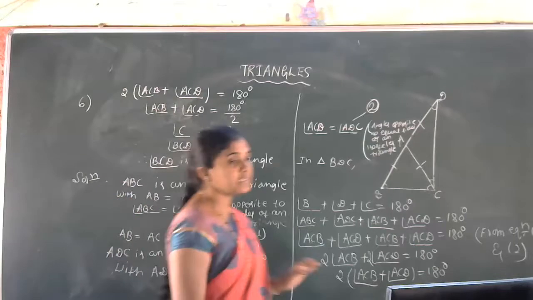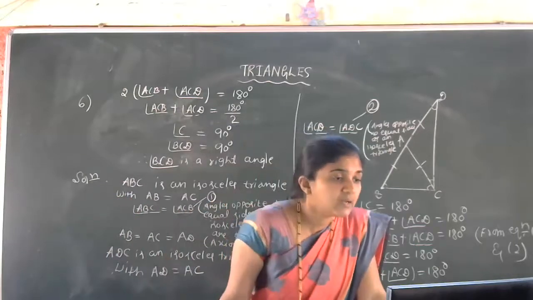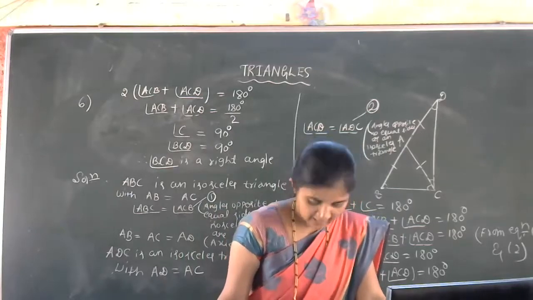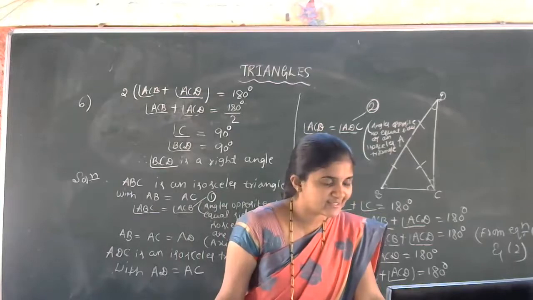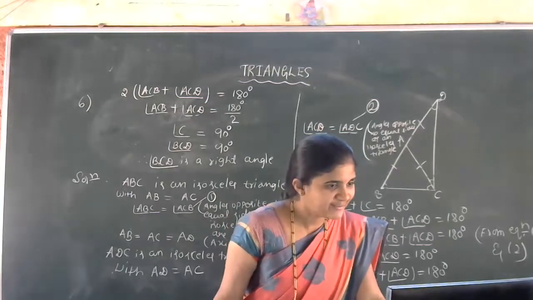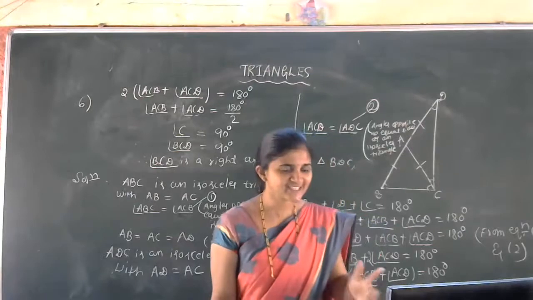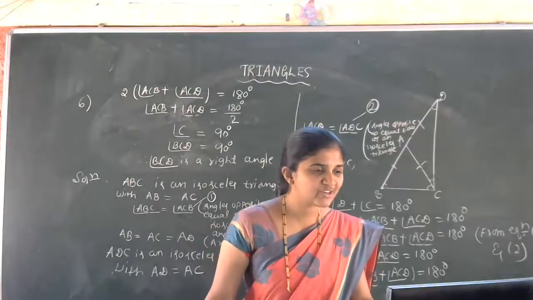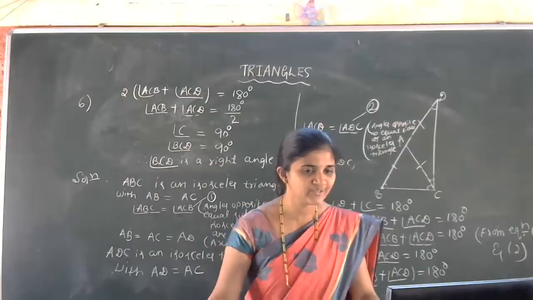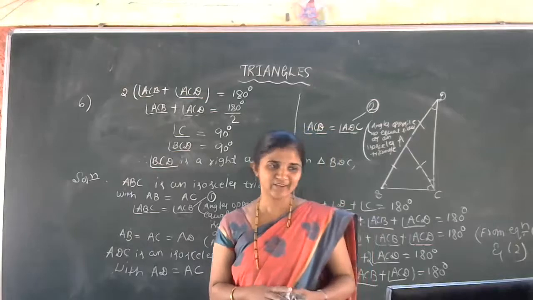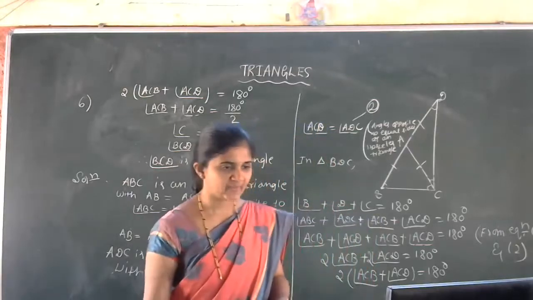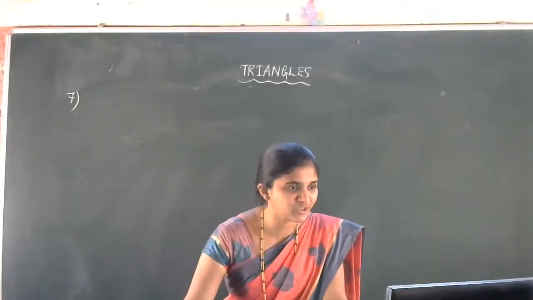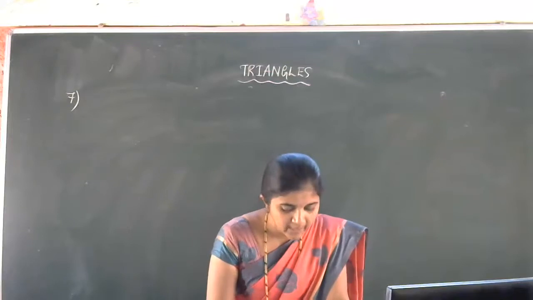Yes. Now in triangle ABC, let us apply the angle sum property. Angle ABC plus angle ACB plus angle BAC is equal to 180 degrees, because of the angle sum property of a triangle. Is that clear? ABC plus ACB plus BAC is equal to 180 degrees.